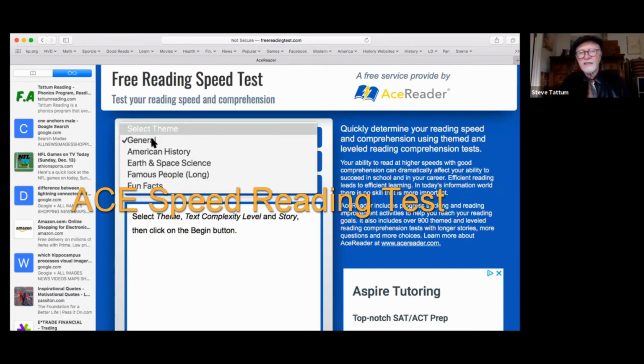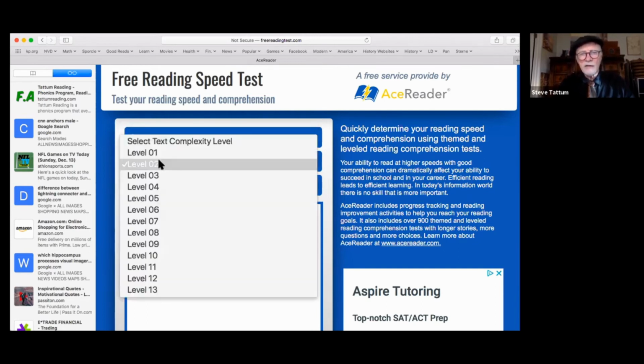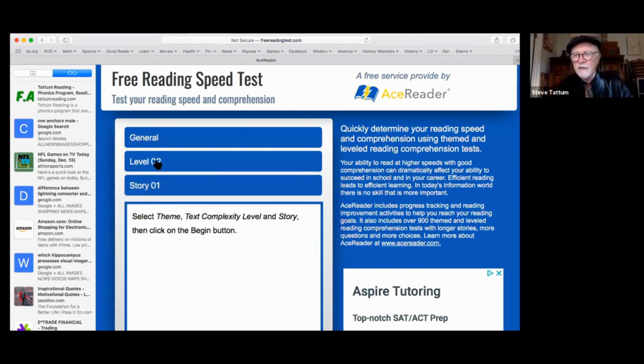I pick what theme. There are 3 generals, 3 American history, 3 earth and science. I never do the long form, and 3 fun facts. So I can get 1, 2, 3, 4. I can do 15 different stories and time them. So I'm going to pick general. He's in 2nd grade, and I'm going to select the first story. I'm doing this even though the kids will start at 1 or 2, so I have a comparable score.